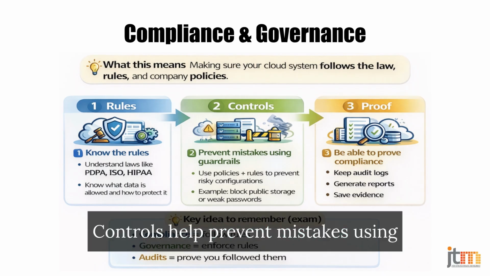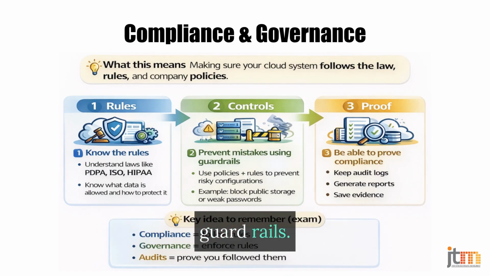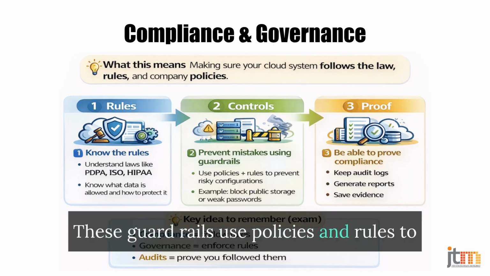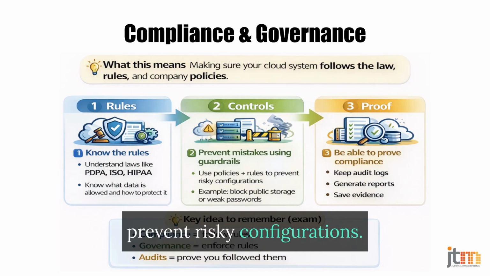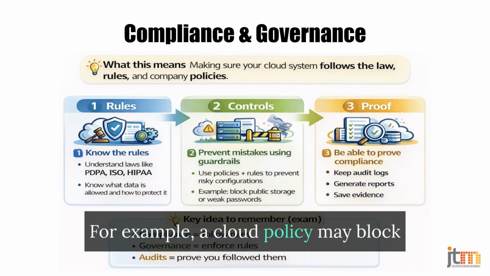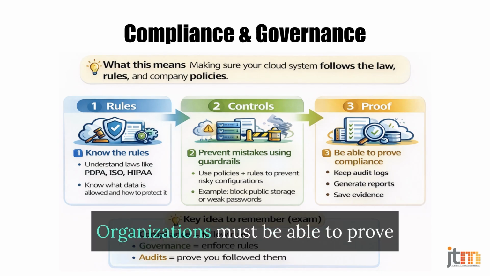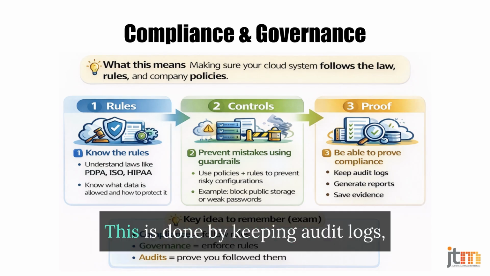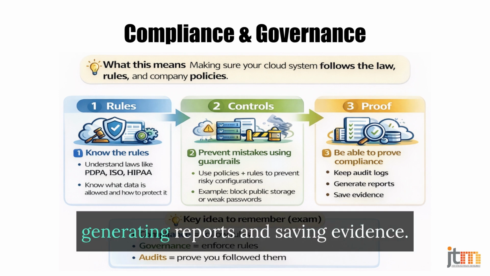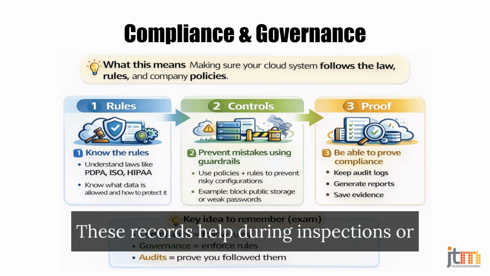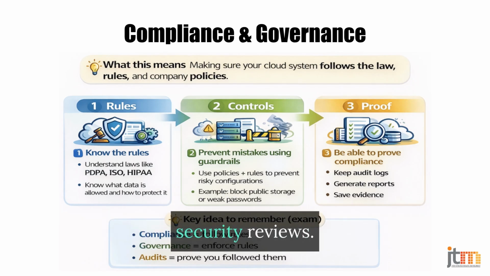Second is controls. Controls help prevent mistakes using guardrails. These guardrails use policies and rules to prevent risky configurations. For example, a cloud policy may block public storage or prevent weak passwords. Third is proof. Organizations must be able to prove compliance. This is done by keeping audit logs, generating reports, and saving evidence. These records help during inspections or security reviews.